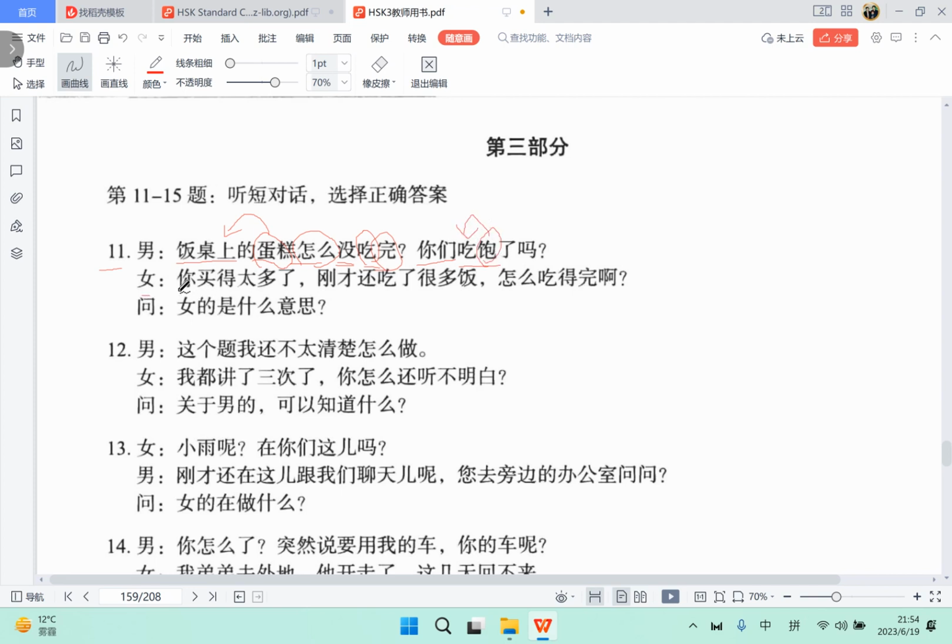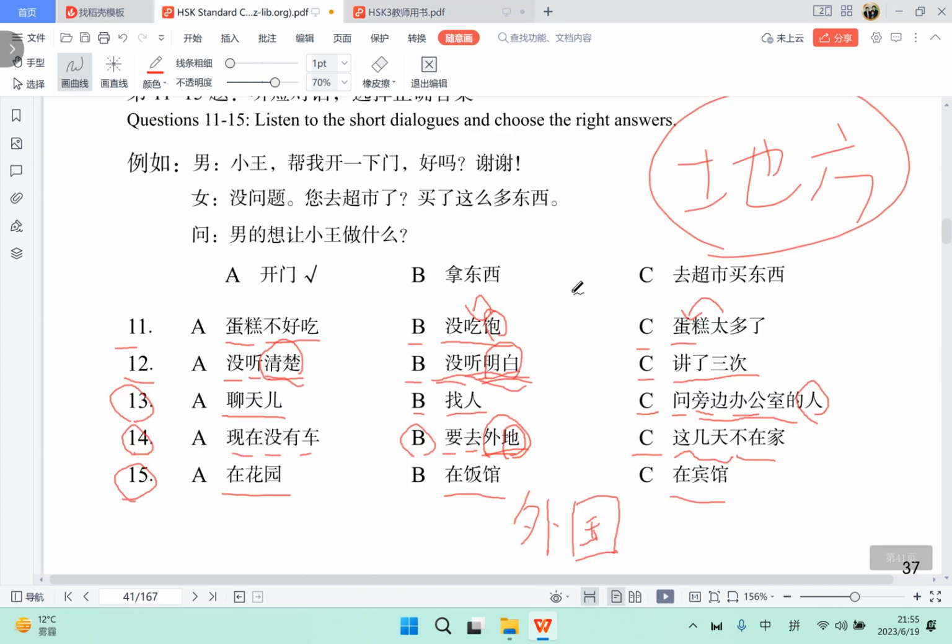And the reply, 你买的太多了, so you bought too many. You bought too much. So 你买, you buy. You bought too much, 太多了。刚才还吃了很多饭, and 还 here is emphasized. So 吃了很多饭, we already ate a lot of food. 怎么吃得完, how could we finish eating? So it's impossible for us to finish all the food. So the important question, 女的是什么意思, what does the female mean? She means that you bought too much and we couldn't finish all those things. Right, so here 蛋糕太多了, too many cakes.